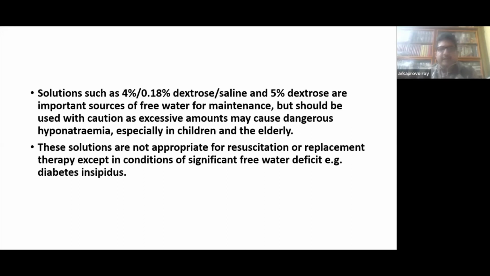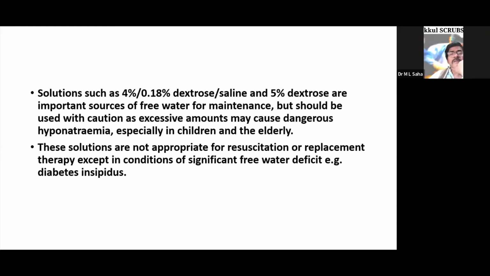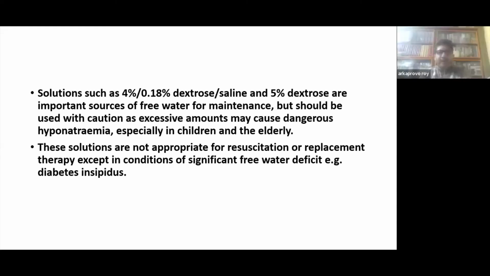Solutions such as 4% dextrose saline or 5% dextrose are important sources of free water for maintenance, but should be used with caution as excessive amounts may cause dangerous hyponatremia, especially in children and the elderly. These solutions are not appropriate for resuscitation or replacement therapy except in conditions of significant free water deficit like diabetes insipidus.